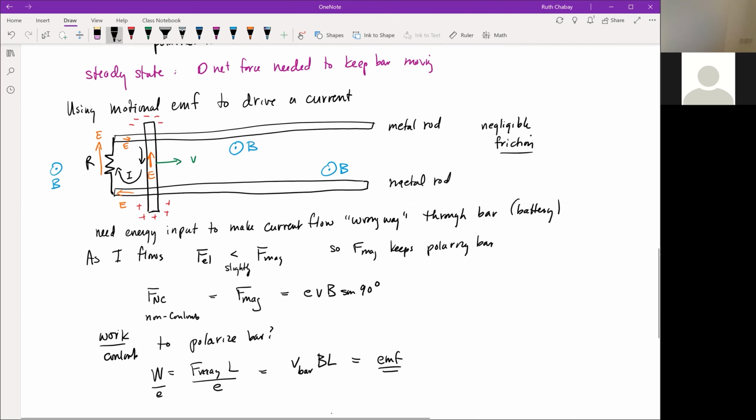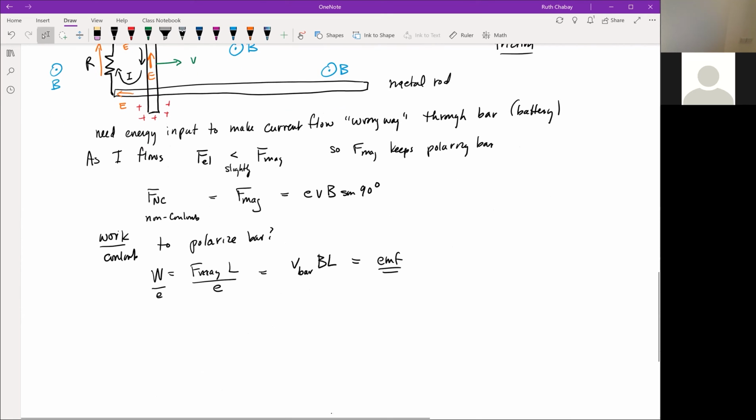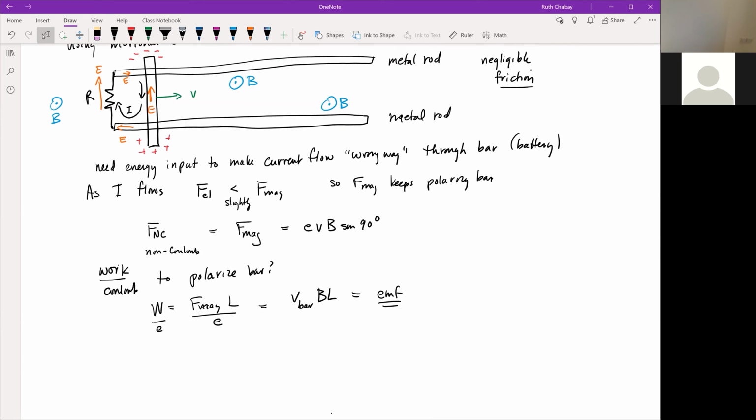And notice that still the round trip potential difference has to be 0. So we have a potential difference vBL across the bar. We're going to have a potential difference vBL across the resistor as well.